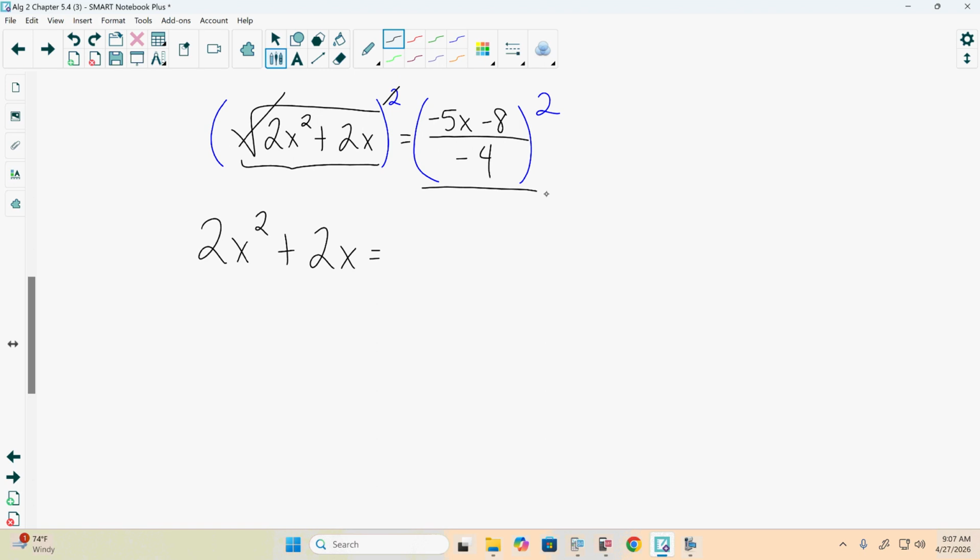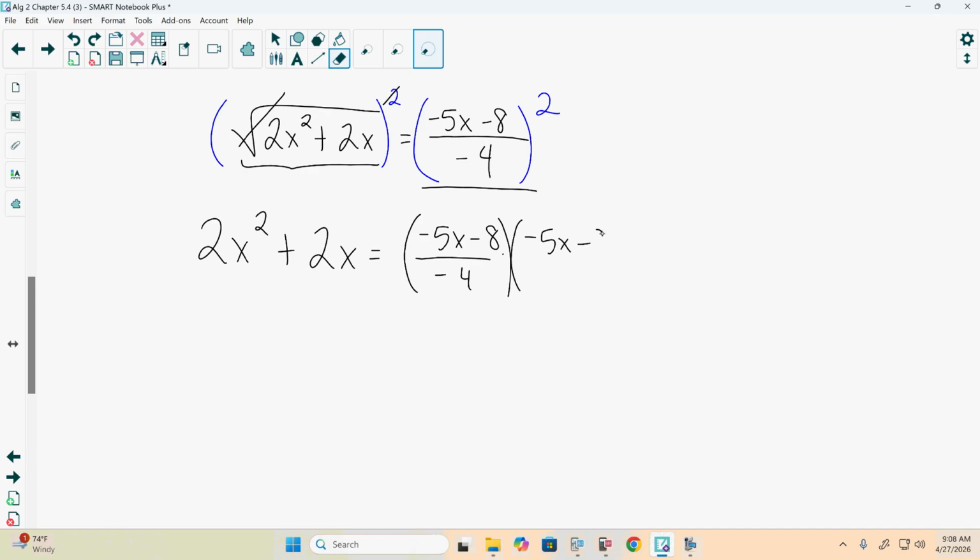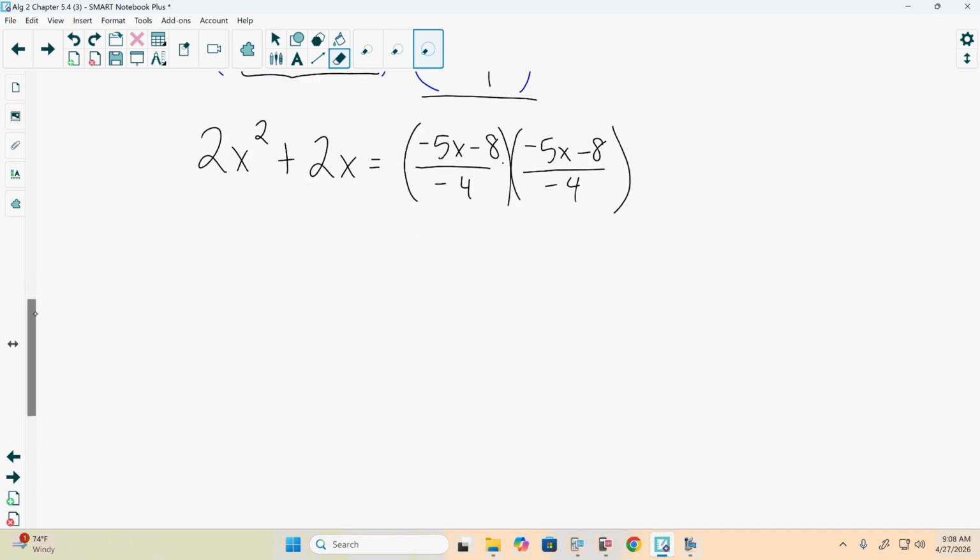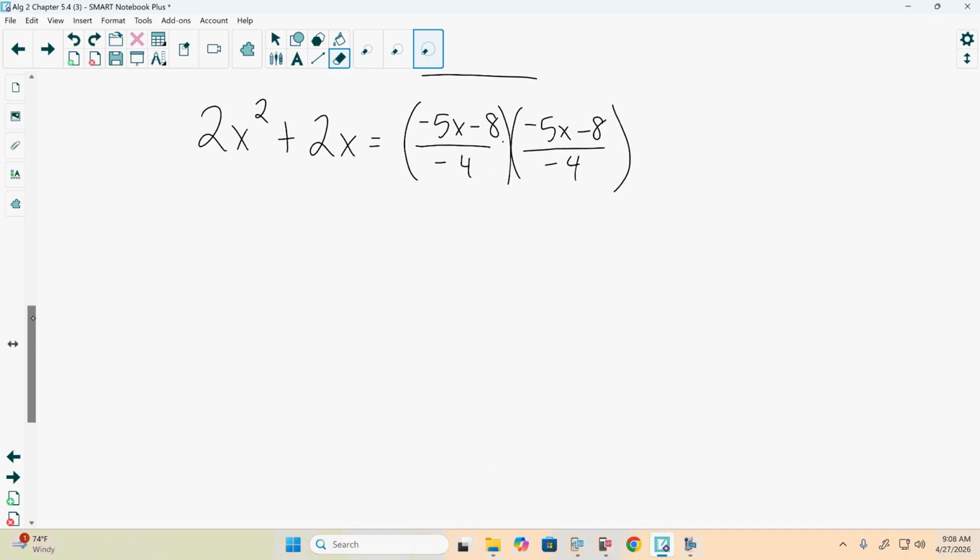However, this right-hand side is going to have to be multiplied by itself. So we have to multiply this by itself, so we're multiplying the negative 5x minus 8 all over negative 4 by negative 5x minus 8 divided by negative 4. So we're having to multiply this fraction by itself.